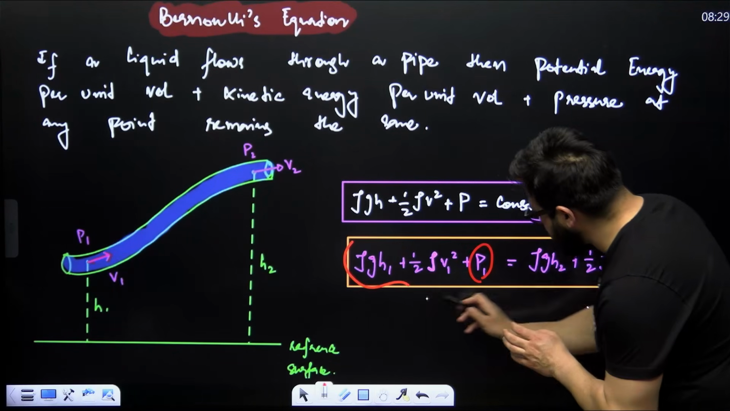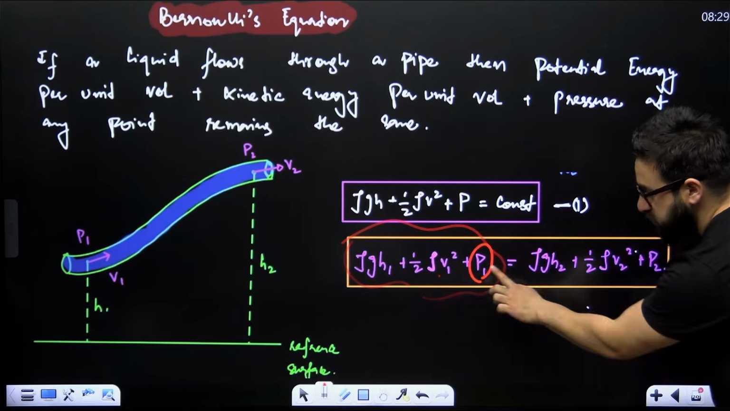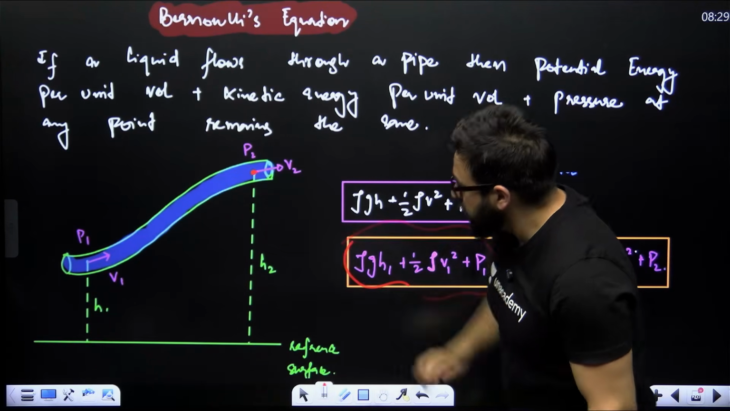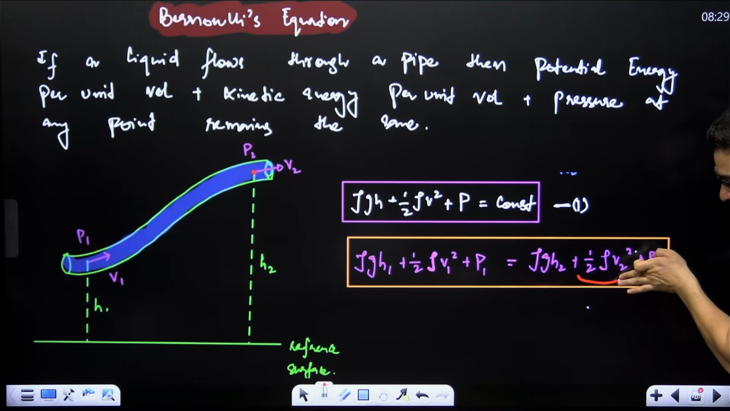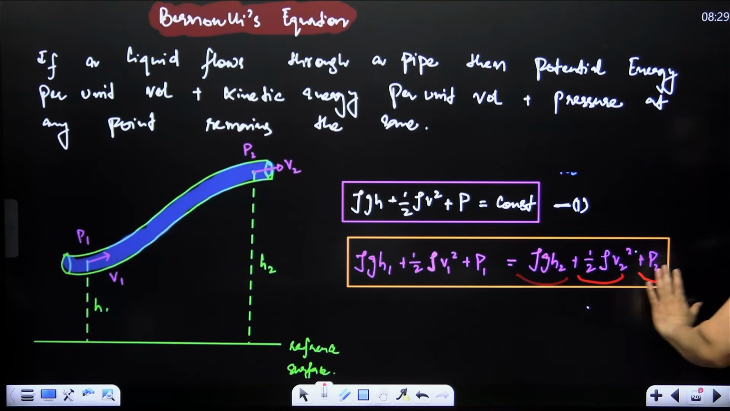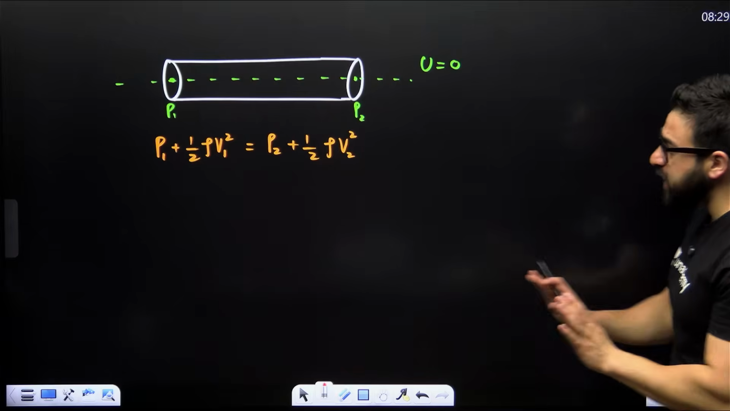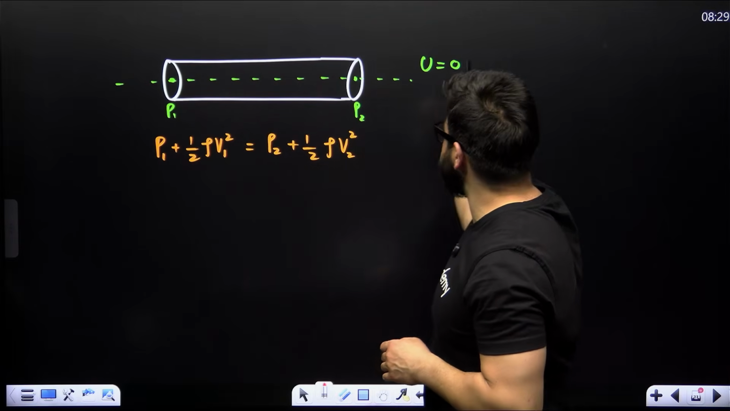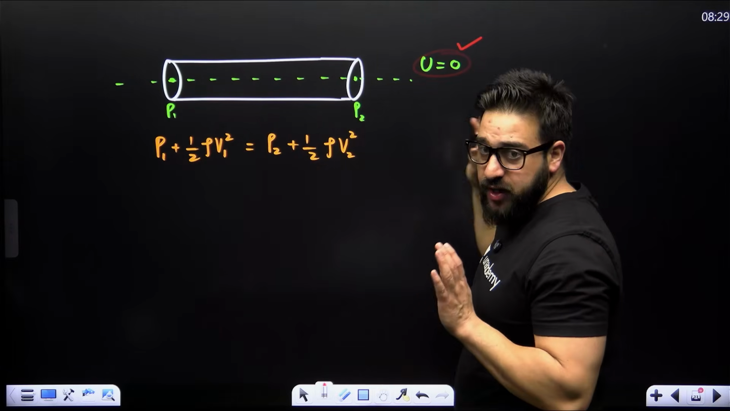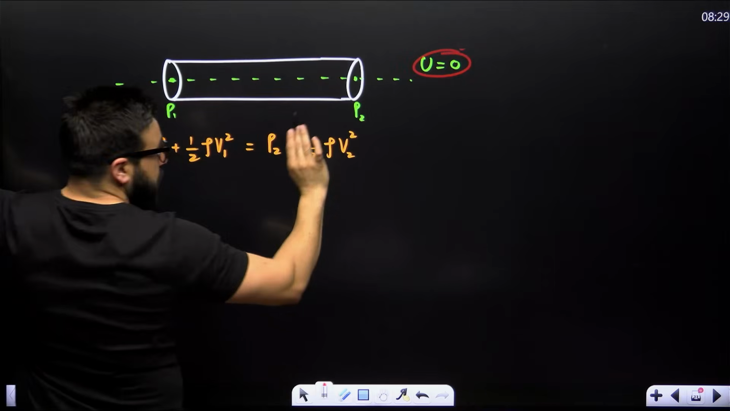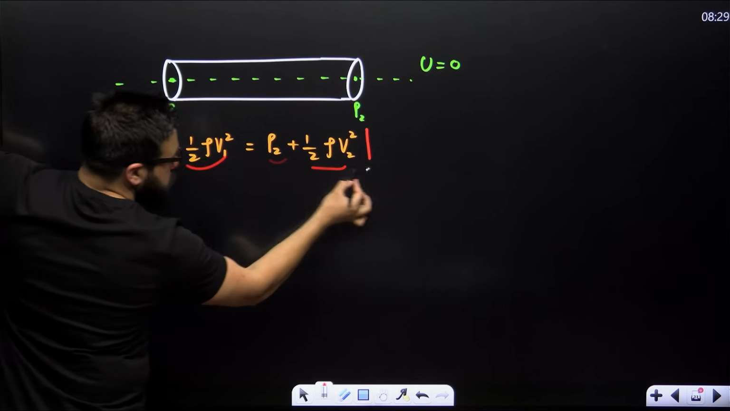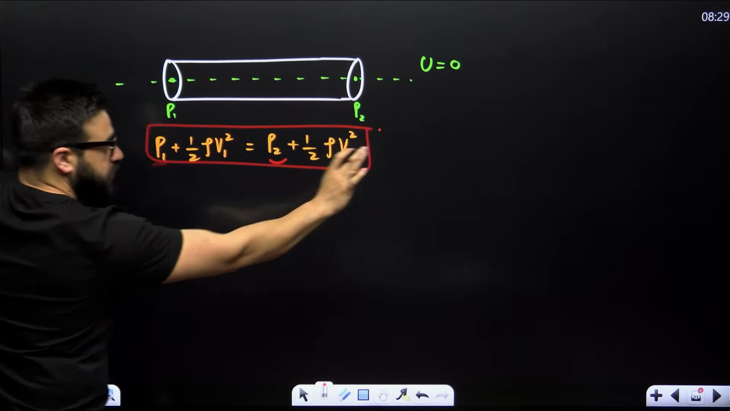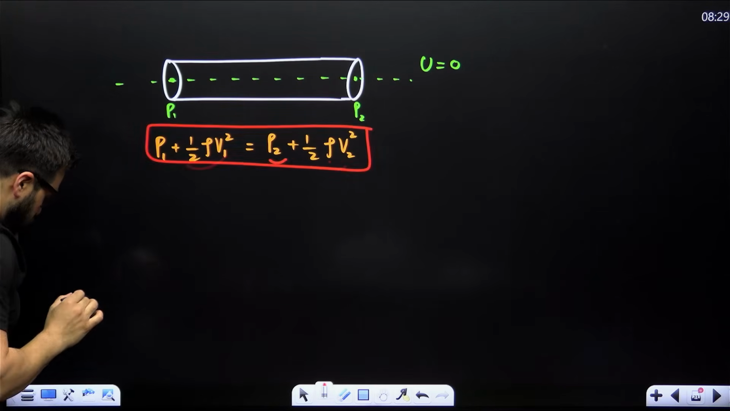So these three things will remain constant. Whatever is the potential energy per unit volume at this point, kinetic energy per unit volume plus pressure, it will remain the same. In case of horizontal pipe, we assume potential energy to be 0, okay? Because we consider this on the reference line. In case of horizontal pipe, this P1 plus this will be equal to this and this. So here potential energy per unit volume will be 0, only kinetic energy per unit volume will be there.